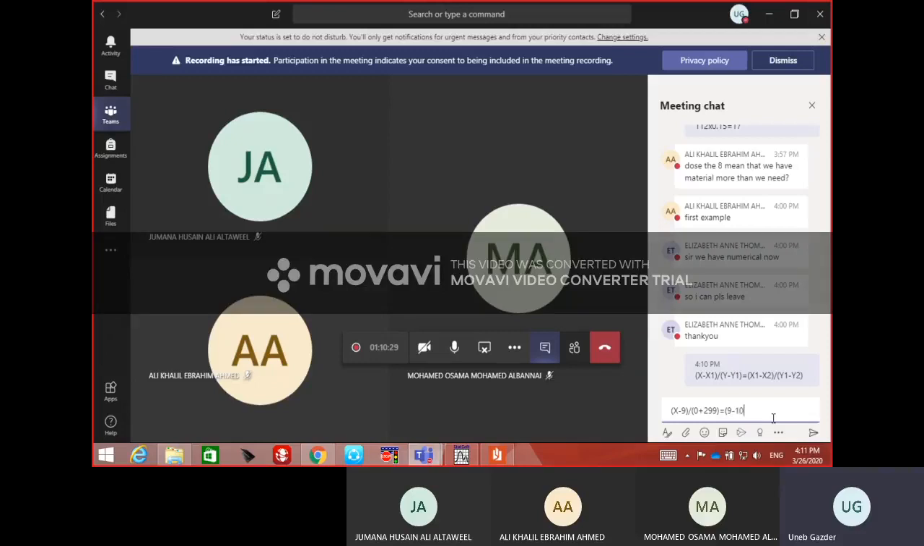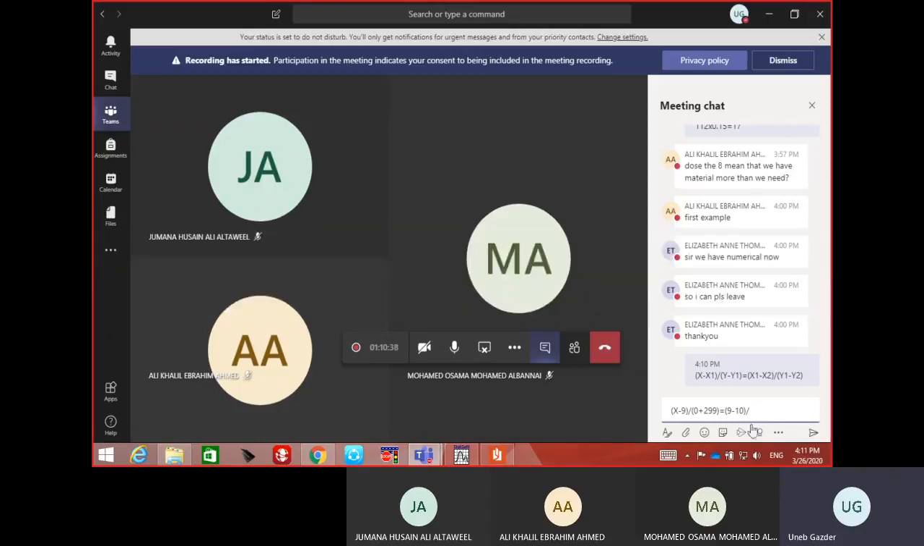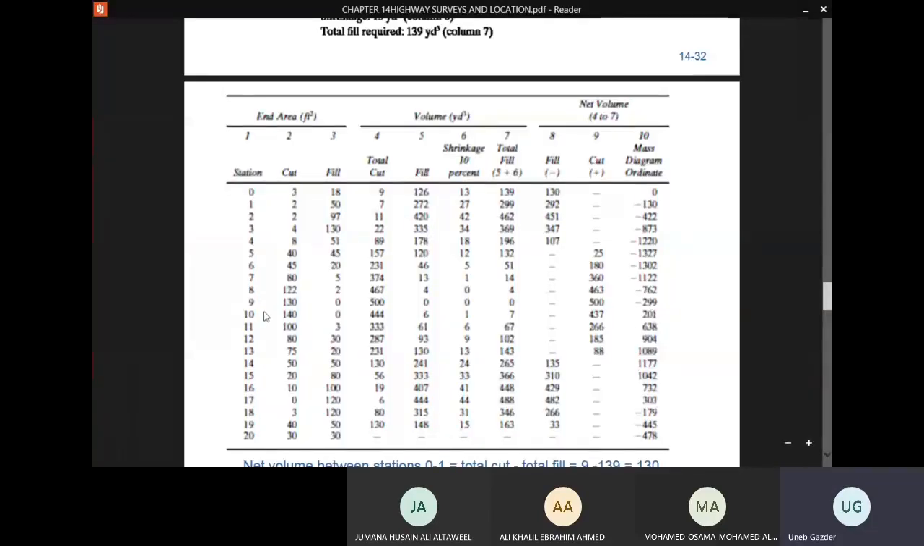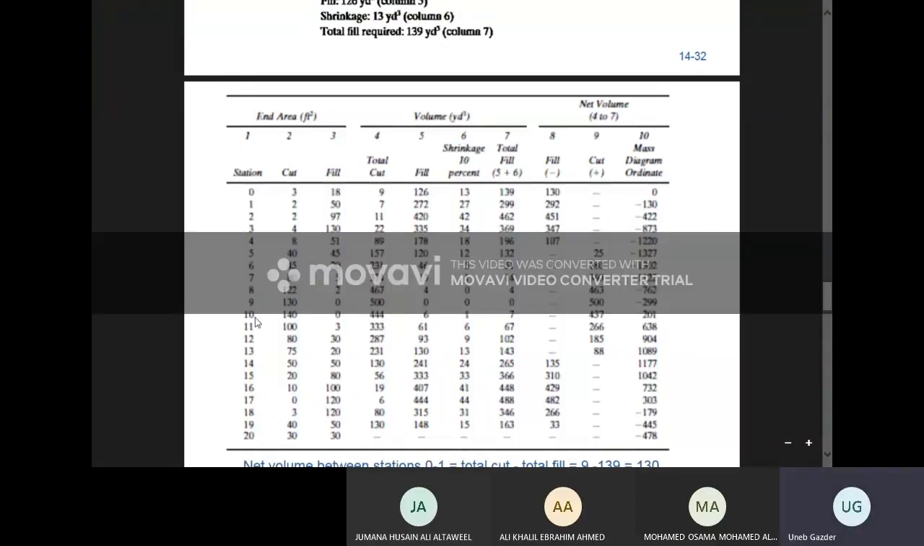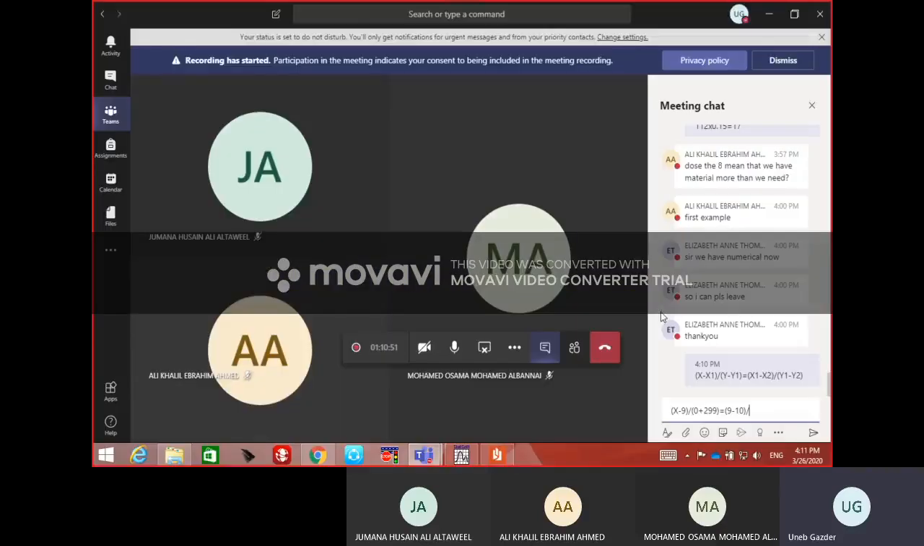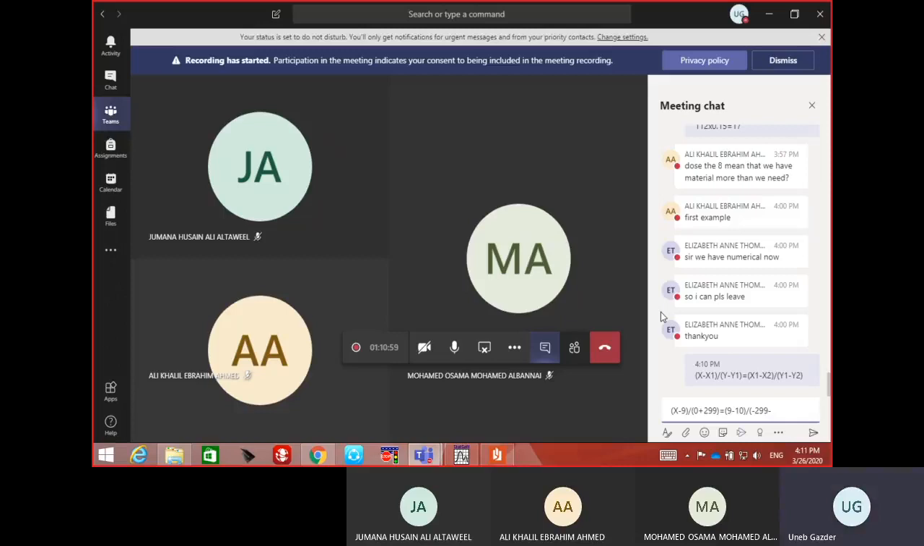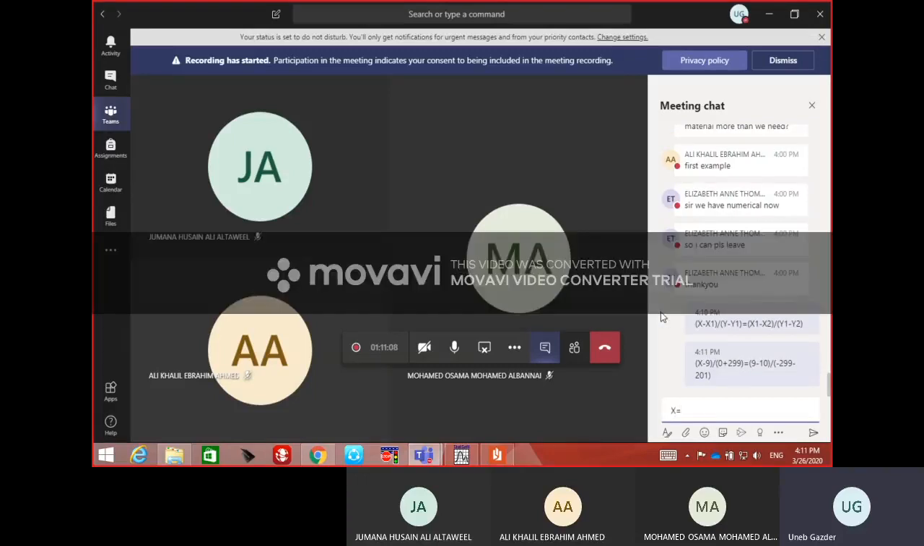So 9 minus 10 divided by y1 minus y2. y1 is what we have at x1 and y2 is what we have at x2. Go to the table. At x1, which is 9, y1 is minus 299, and x2 is 10 and y2 is 201. So it is minus 299 minus 201. Okay, so if you solve this equation, how much is x?